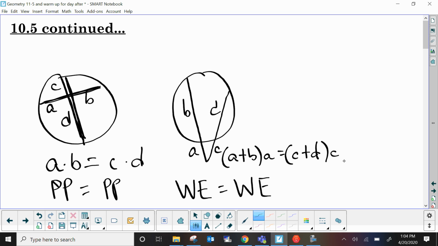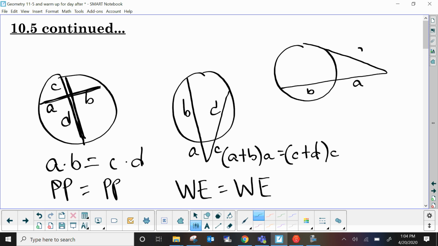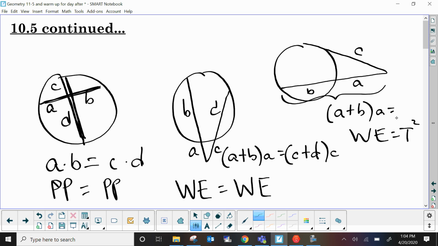Okay. And then the last one we did was if we had a secant and a tangent. For the secant and a tangent, this one was WET, and it was this whole thing. So it was the whole thing, which was A plus B times the exterior, and that is equal to the tangent squared. Okay, so those are the three that we talked about.